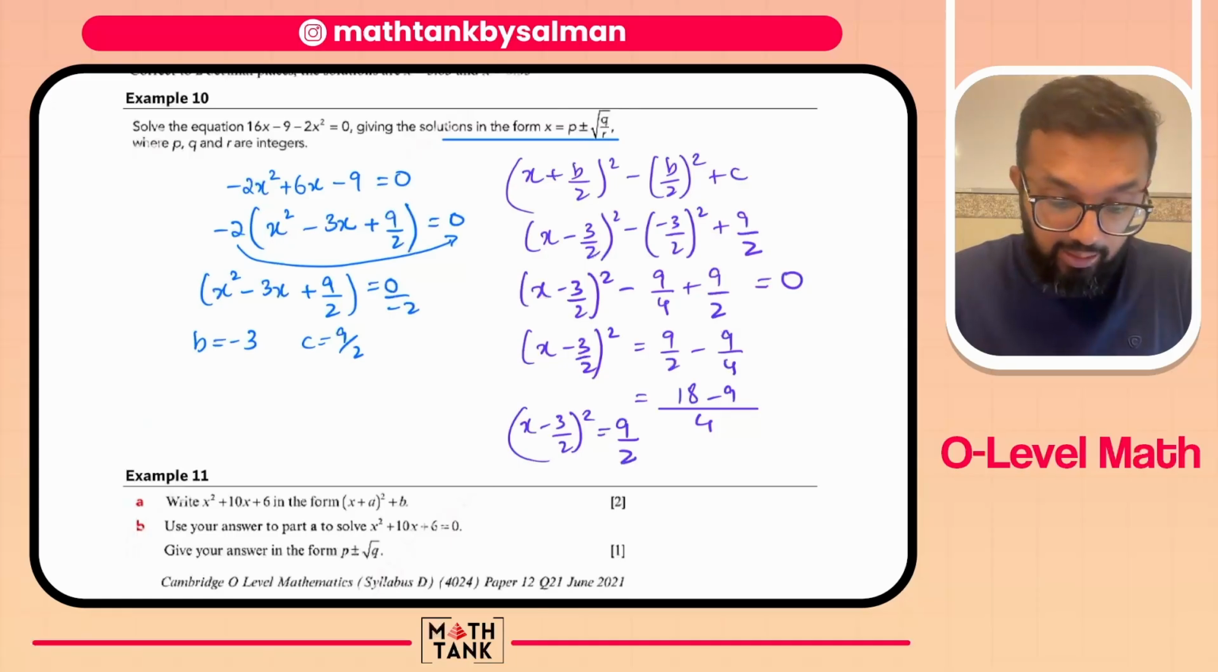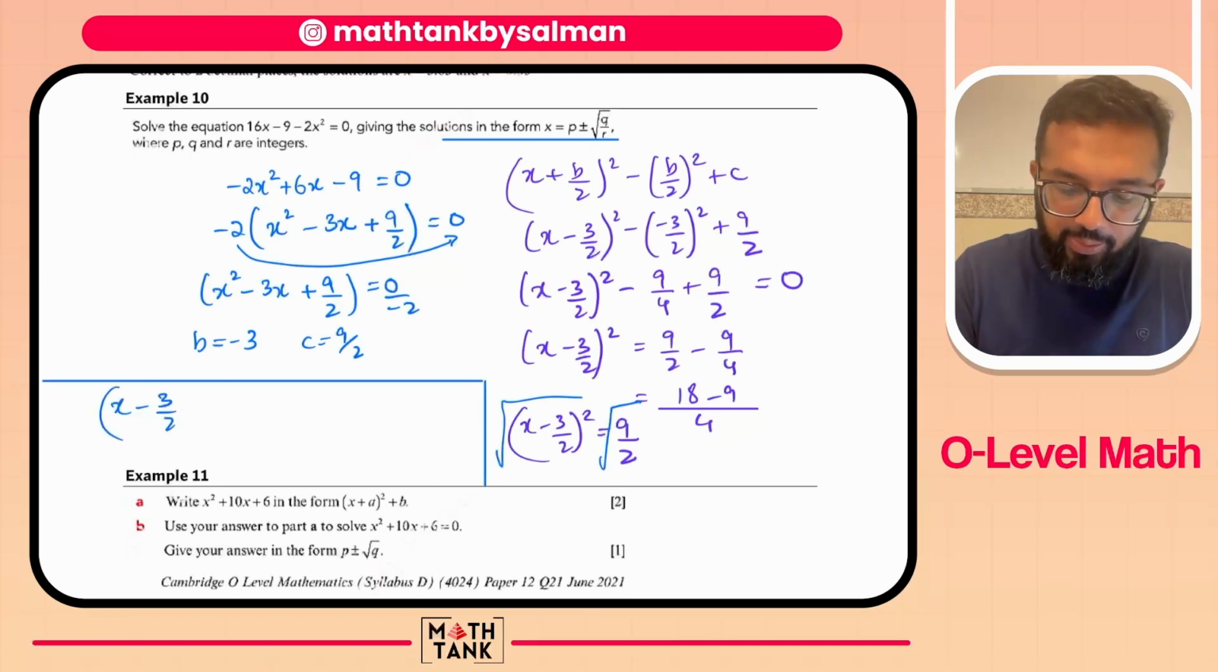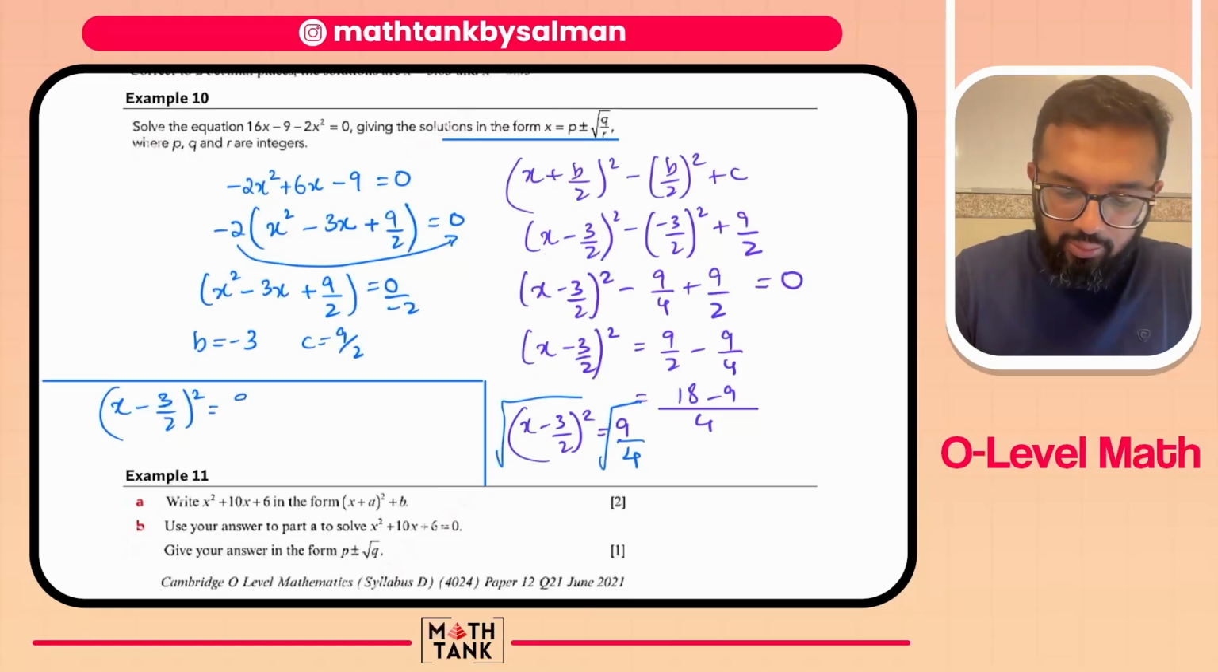How do I solve this from here? Can I take a root on both sides? So that gives me what? That gives me x minus 3 over 2 whole squared equals 9 over 4. My bad. 9 over 4 inside a root.